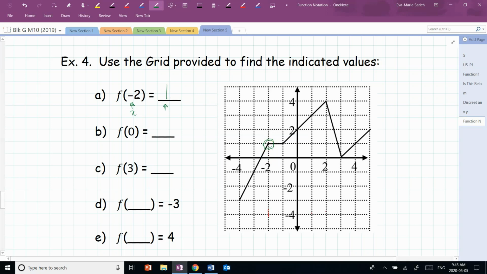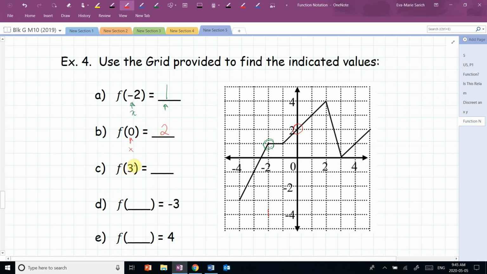Okay? Let's look at the second example. So f at 0, that means our x value is 0, so we're going to be nowhere left and right, and then we go to where the graph meets that x at 0, and that's this location, and it tells us that the y value is going to be 2.